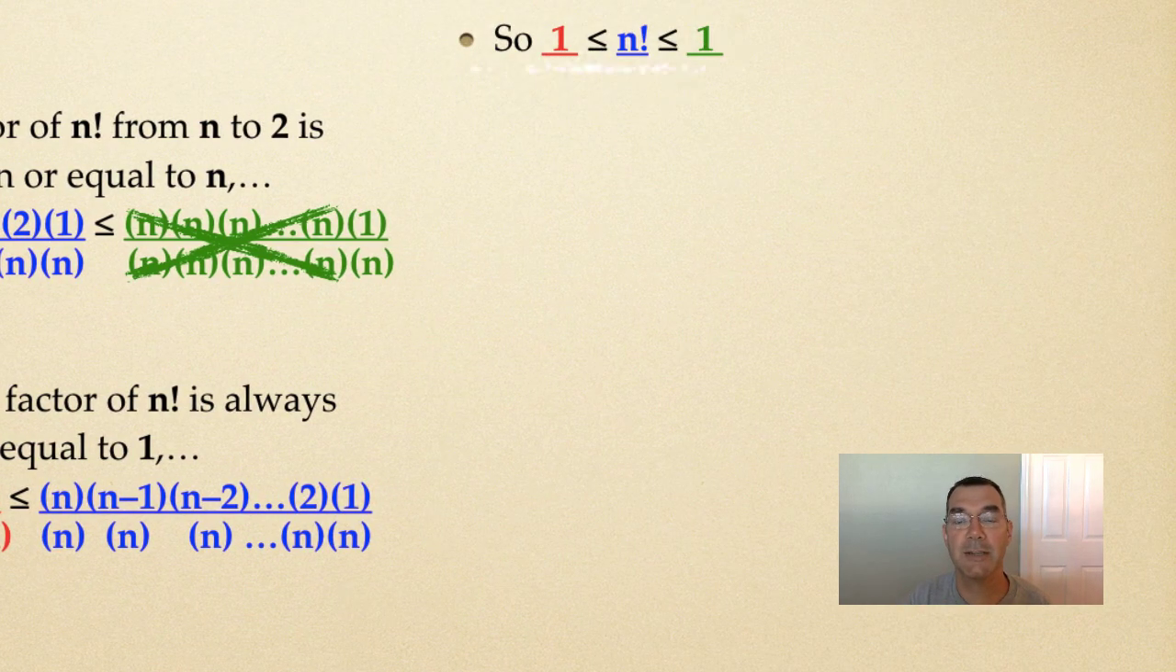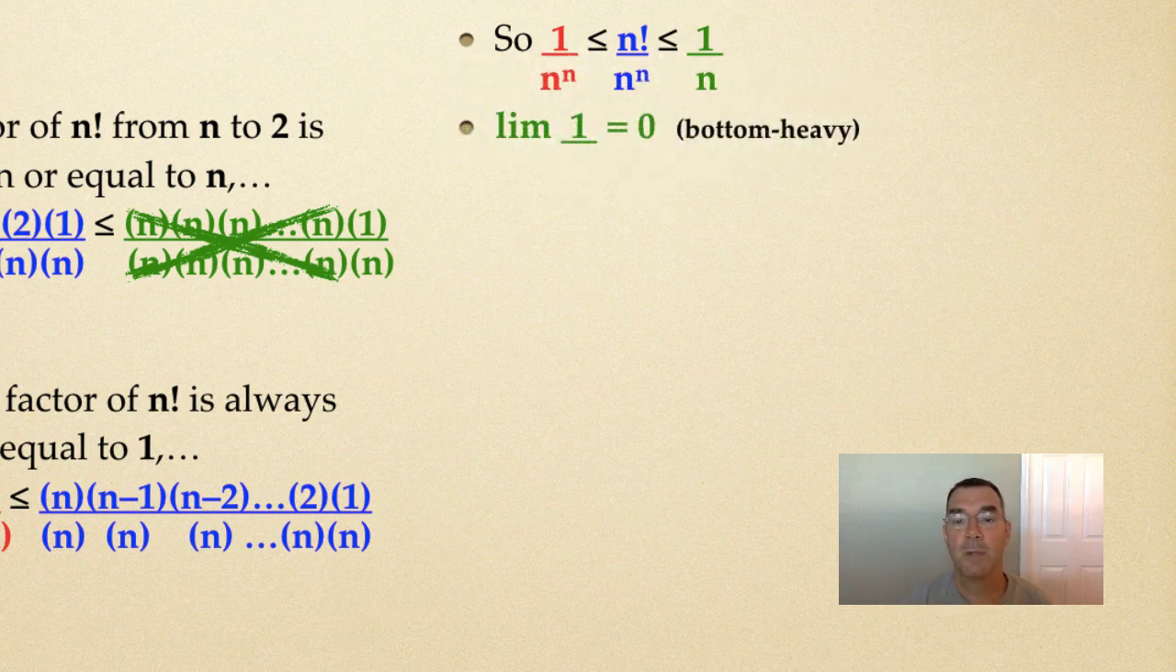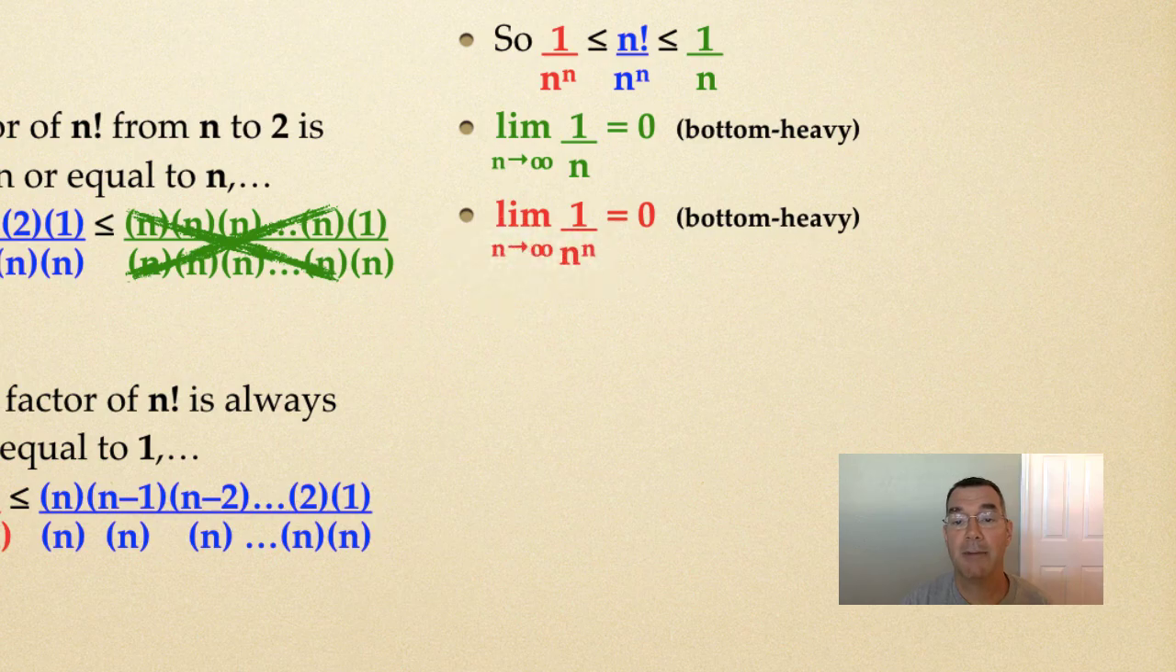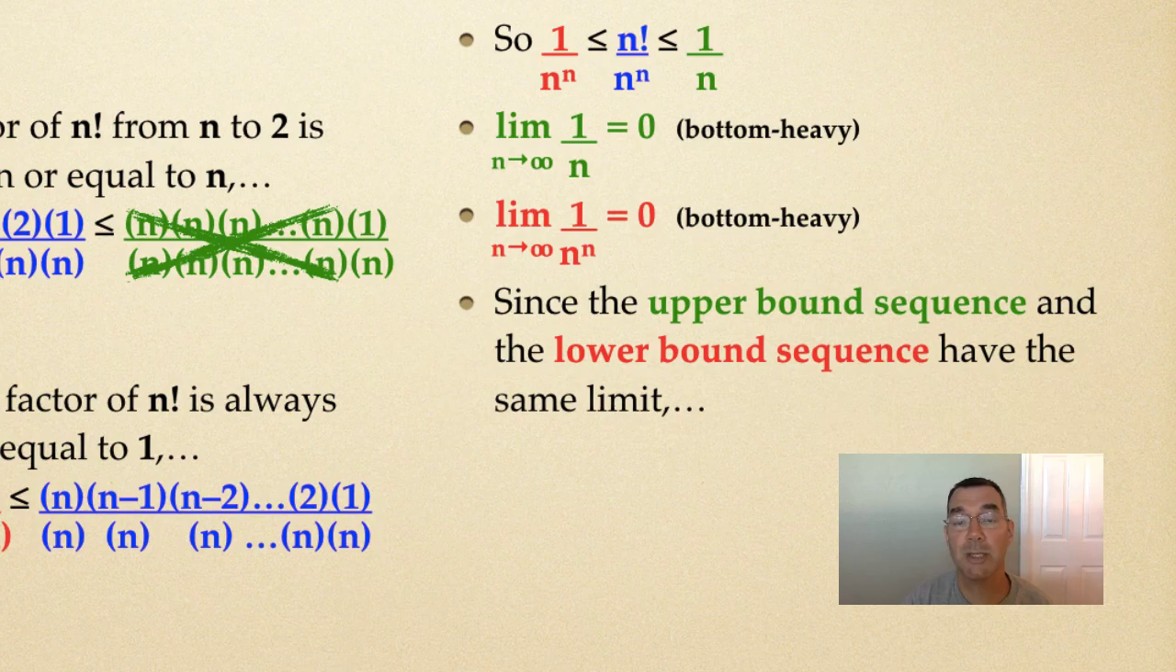So let's look at the limits of those two functions and see if they are the same. Well, 1 over n is a bottom-heavy function, so that approaches 0. 1 over n to the n is also a bottom-heavy function, so that approaches 0. So since both the upper and the lower limit approach 0, that means that the original function, which is squeezed in the middle, also approaches 0. Okay, so that's two applications of the squeeze theorem.